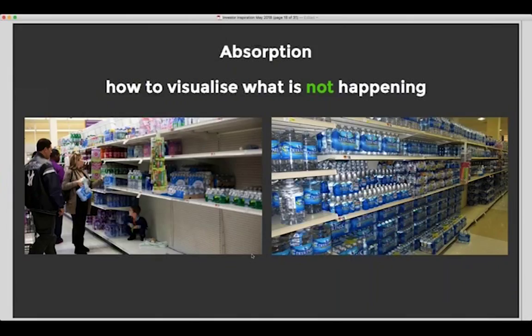The next concept I'm going to go through is absorption. This takes a little bit of a mental leap. Absorption is how you visualize what is not happening.